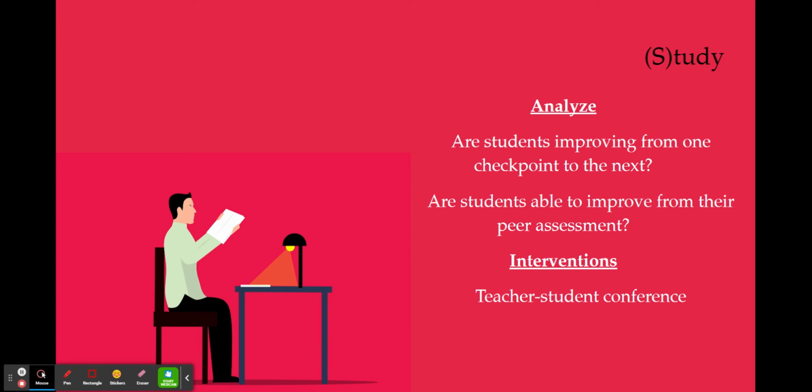After piloting the student-centered assessment, I will analyze two things. First, are students improving from one checkpoint to the next? Second, are students able to improve their mastery after their peer assessment? If students are not improving from either, I will hold teacher-student conferences to check in with struggling students to ensure that they can master the standards.